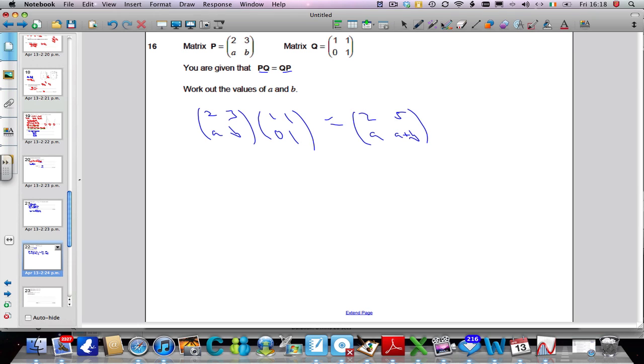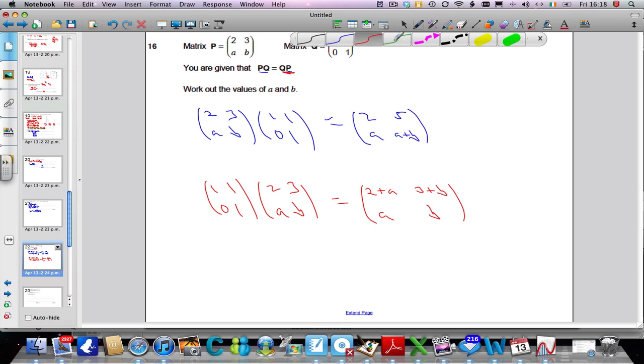Now let's do the other side. Let's do Q times P. So 1, 1, 0, 1 times 2, 3, A, B. 1 times 2 is 2, 1 times A is A, so we get 2 plus A. 1 times 3 is 3, 1 times B is B, so we get 3 plus B. 0 times 2 is 0, 1 times A is A. 0 times 3 is 0, 1 times B is B.